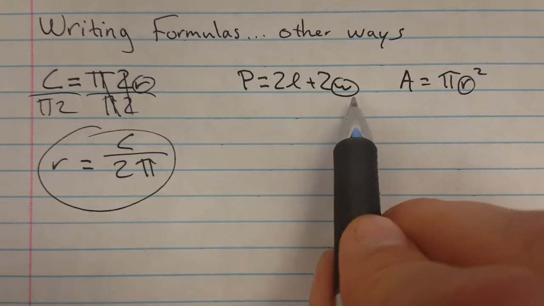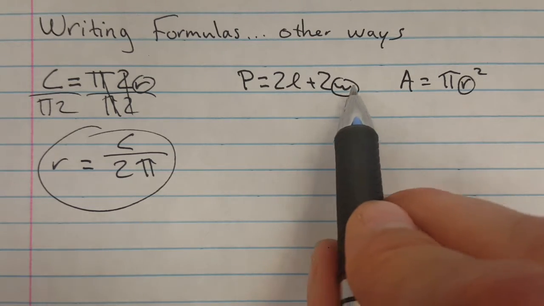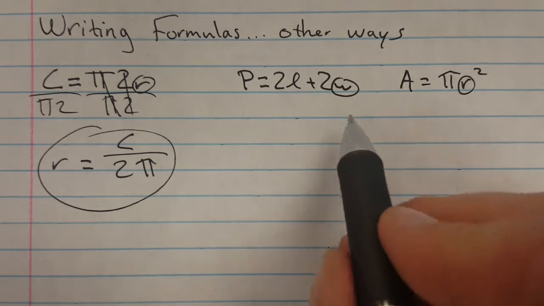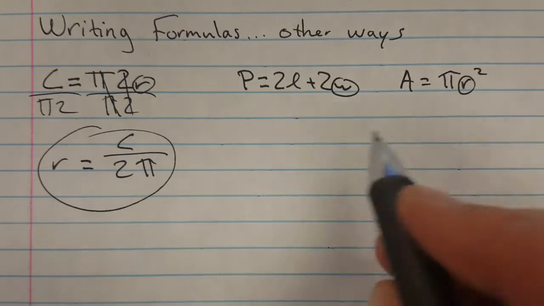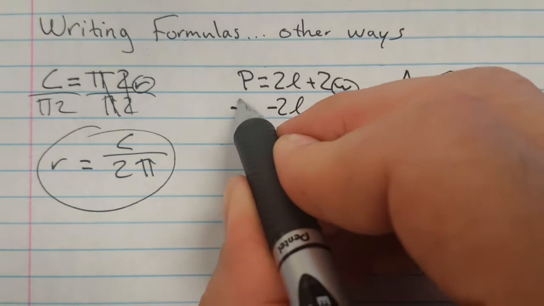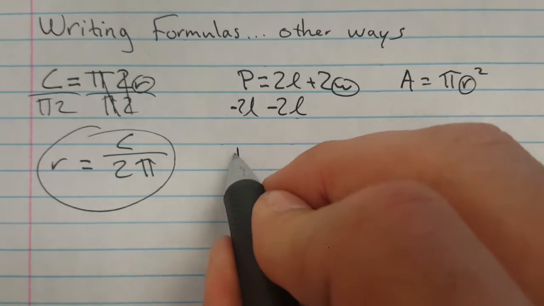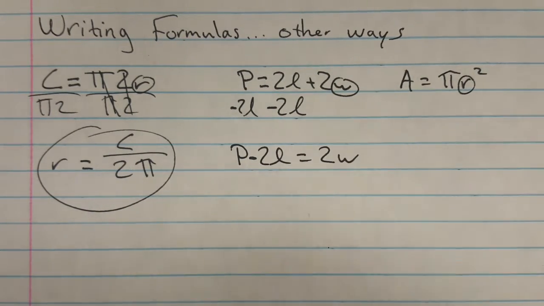Okay, working backwards. Perimeter. You're missing the width, but you have the length and you have the perimeter, so you have to figure out how wide you can make something. So let's solve this for W. The 2 is connected by multiplication. This 2L is just an addition connection. So let's get rid of that first. Minus 2L, minus 2L. The perimeter minus 2L is going to equal 2W.